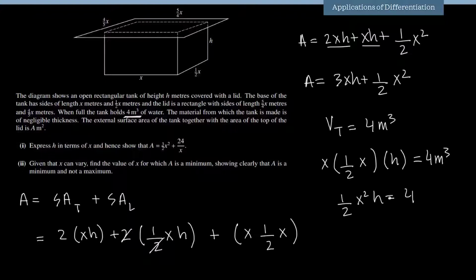To form an equation of h in terms of x, I'll make h the subject. So it would be h is equal to 4 times 2, which is 8, divided by x square. This is the equation of h in terms of x.